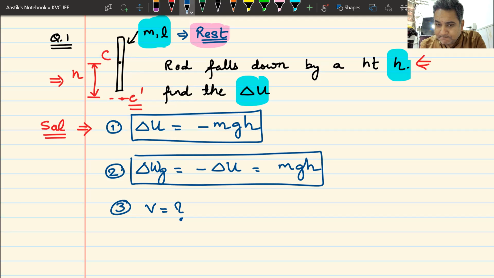V square minus u square equal to 2as, as acceleration equal to gravity. Initial velocity is equal to 0. V square equal to 2gh. V equal to under root 2gh. That is correct, but you should not have used that because that is only valid if the acceleration is constant. You are lucky here that the acceleration is constant. I've never asked about the acceleration of this rod. So if I have not asked about it, why are you finding out the acceleration of this rod? You are doing useless stuff.